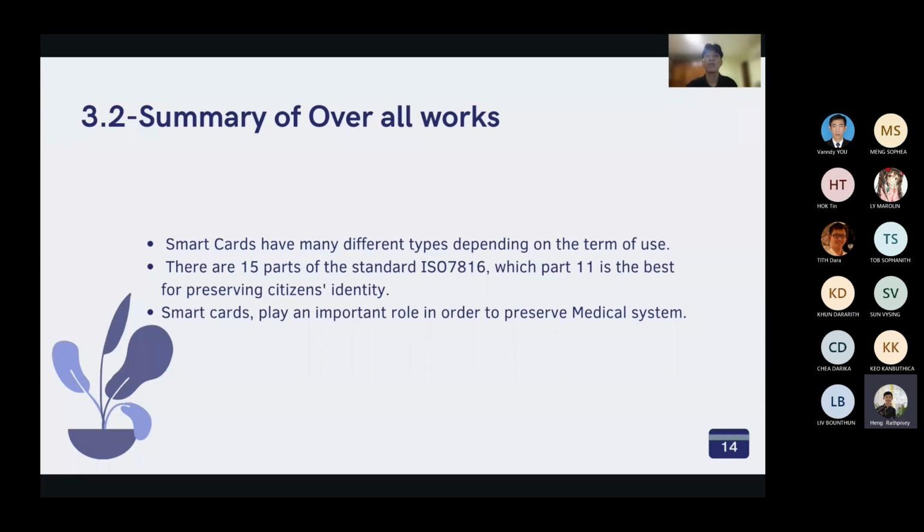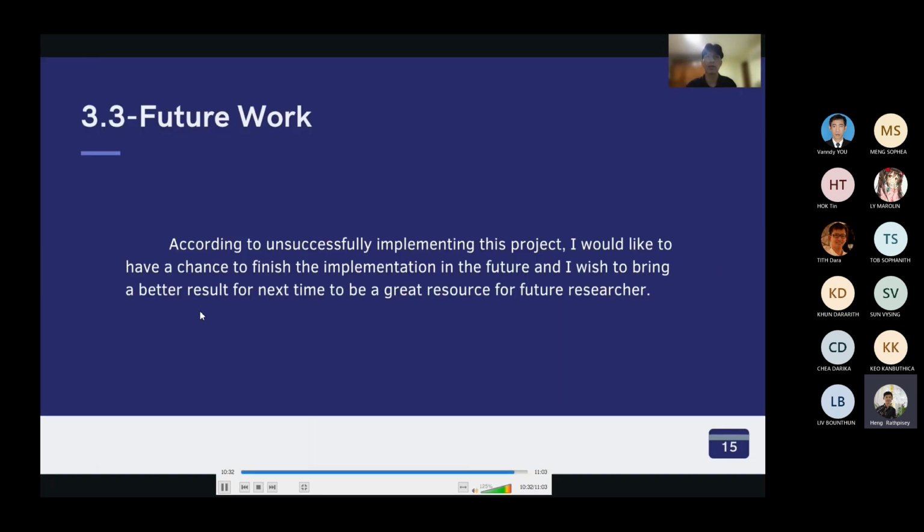For the summary of the overall work, smart cards have many different types depending on the terms of use, and there are 15 parts of the standard ISO 7816, of which part 11 is the basis for preserving citizen identity. And smart cards play an important role in preserving the medical system too.